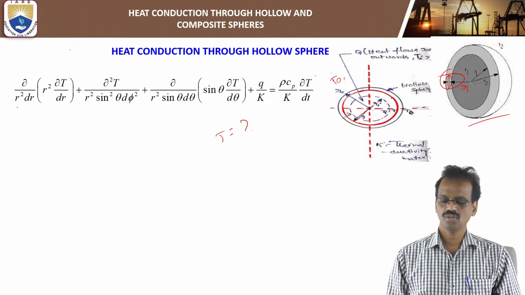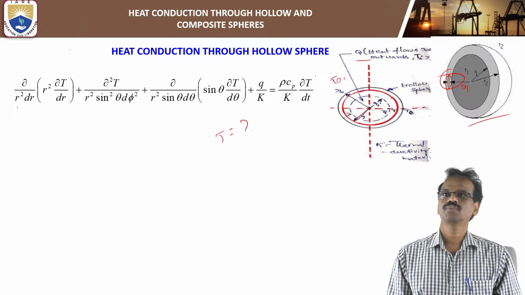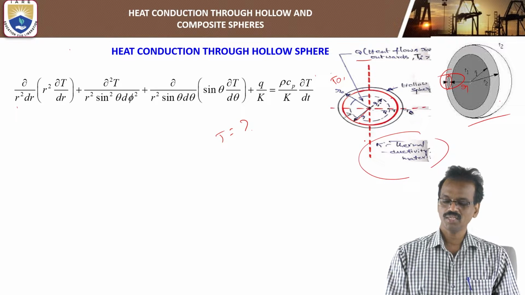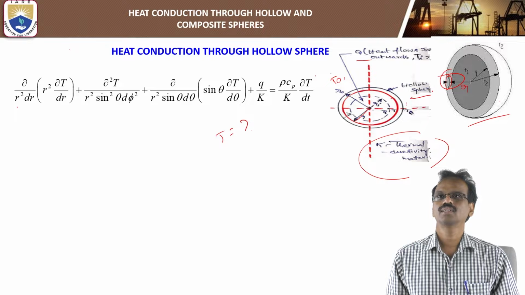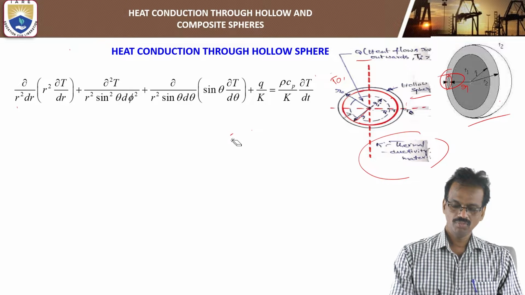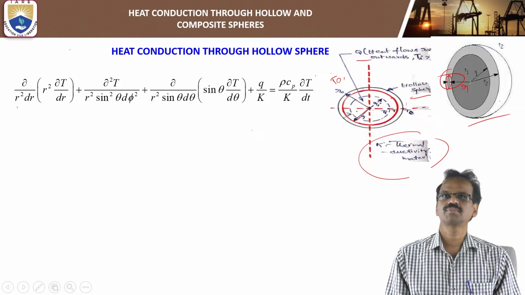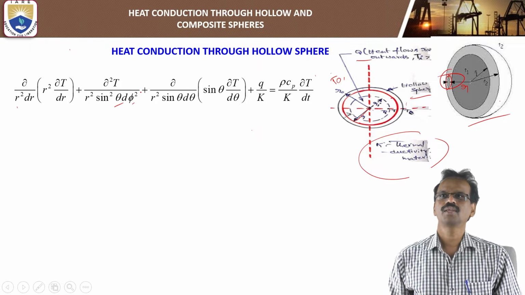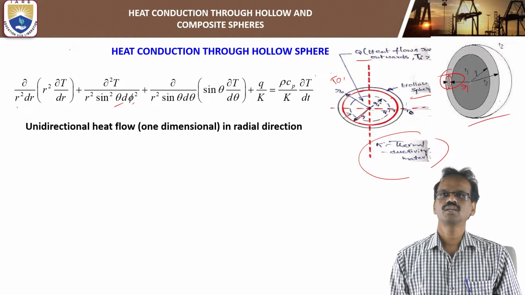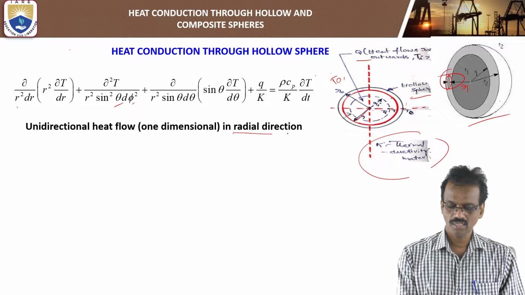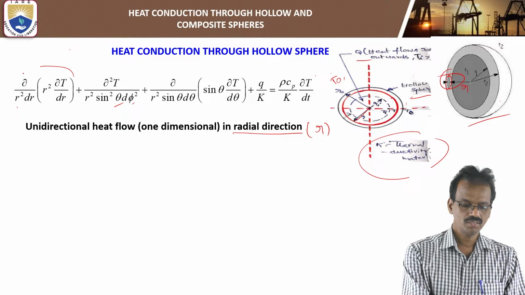Now q shows the rate of heat flow, which we have to find out, and k shows the thermal conductivity of this solid material, the hollow sphere. Here we are considering the rate of heat transfer only with respect to radius, not considering theta and phi. It means unidirectional, that is one-dimensional heat flow in the radial direction, with respect to r only. For that we take this term only.